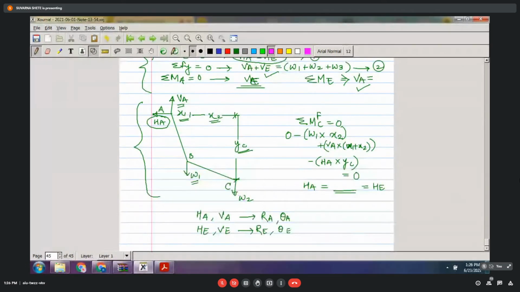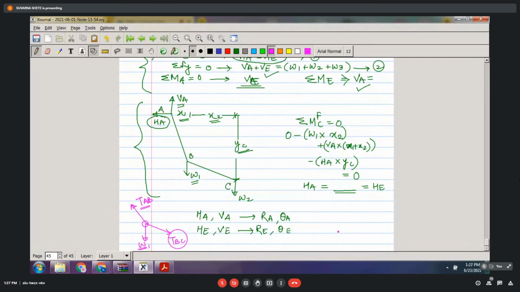Correct? So can I isolate my joint B so that this will be tension AB, this will be tension BC, and this is W1. All are moving away from the joint. बरोबर? Yes, ma'am. So if I know any one force, now here I know W1, here I know tension AB. So by knowing the angle, can I find out tension AB? Yes, ma'am.